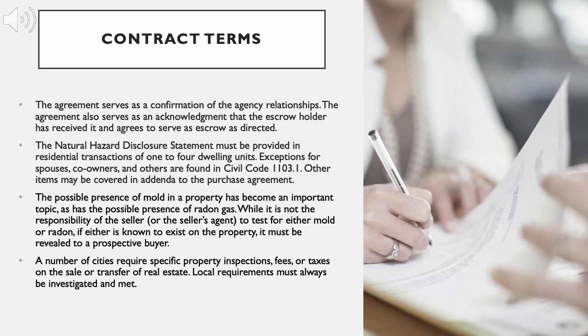The natural hazard disclosure statement must be provided in residential transactions of 1 to 4 dwelling units. Exceptions for spouses, co-owners, and others are found in Civil Code 1103.1. Other items may be covered in addenda to the purchase agreement.